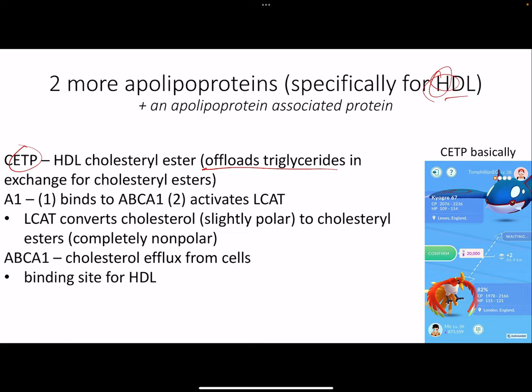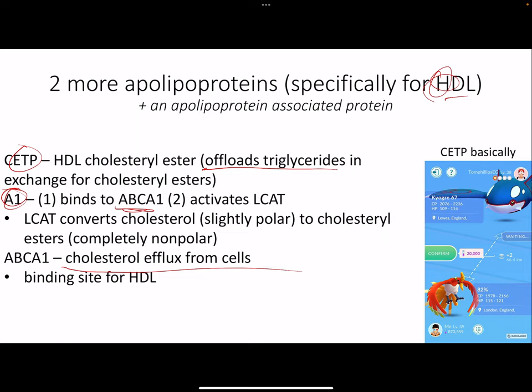A1 then, it's definitely for trading. A1 is going to bind to ABCA1, which is on various cells. We'll talk about that now. It binds to ABCA1. ABCA1 is an efflux transporter. So a cell has too much cholesterol for whatever reason, and it's saying, I can't, please get rid of this cholesterol. ABCA1 is pushing the cholesterol out onto the HDL, which is binding to it.